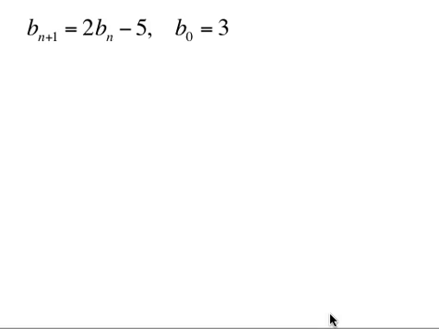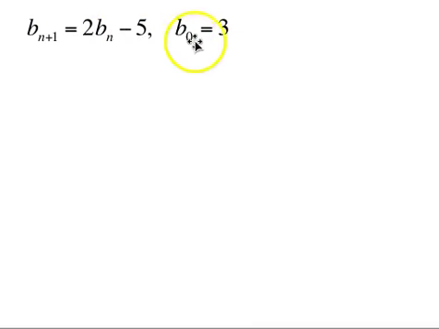Our next example is what we call a recursive function. So what happens next is dependent on what happened before. So the next element is twice the previous element minus 5. That's how we can make sense of this. But I have to seed it. I have to have a starting point. So we're going to say b sub 0 is 3. That's the first element in this recursive function.